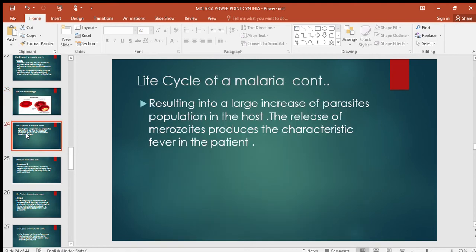So this results in a large increase of parasite population in the host. The release of merozoites produces a characteristic fever in a patient. The merozoites are now feeding on the red blood cells. They're also multiplying. As a result, a person will now have a lot of parasites circulating in their body, and will start showing signs and symptoms of malaria, such as fever.